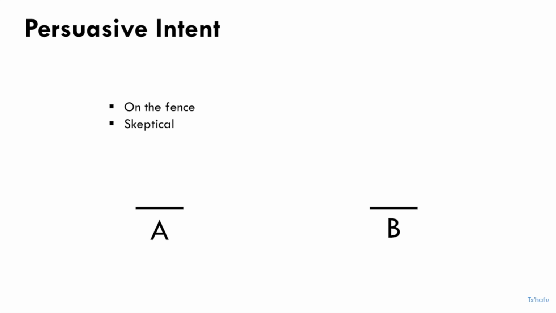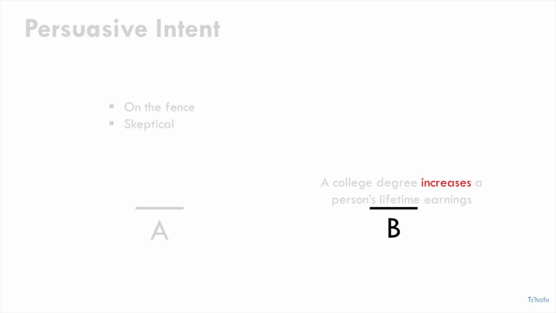Okay? So now let's think through this. Let's introduce our thesis that we just had. And here it is. A college degree increases a person's lifetime earnings. Notice right here, increases. That is essentially what we want our audience to accept. We want our audience to accept the premise that a college degree increases a person's lifetime earnings. That is our destination. That is where we want to take our audience.